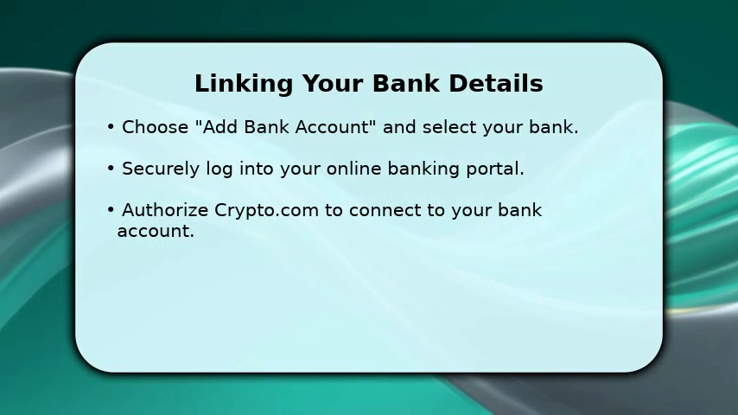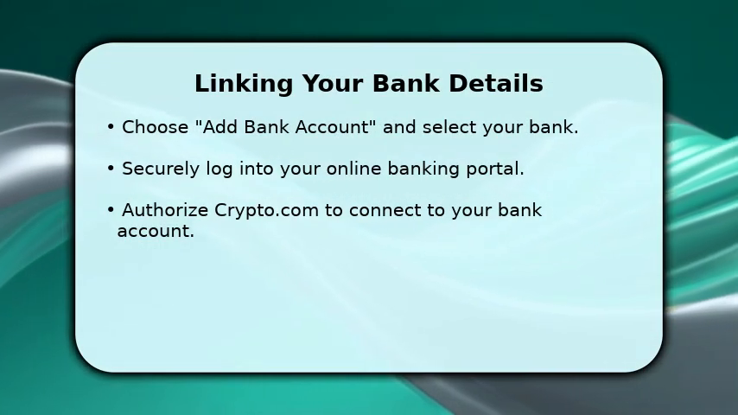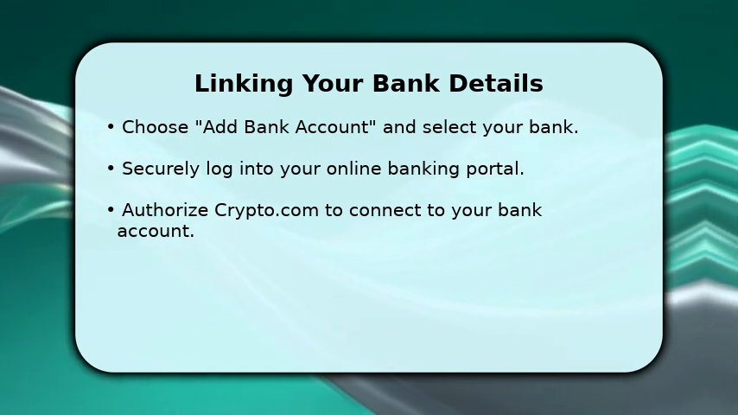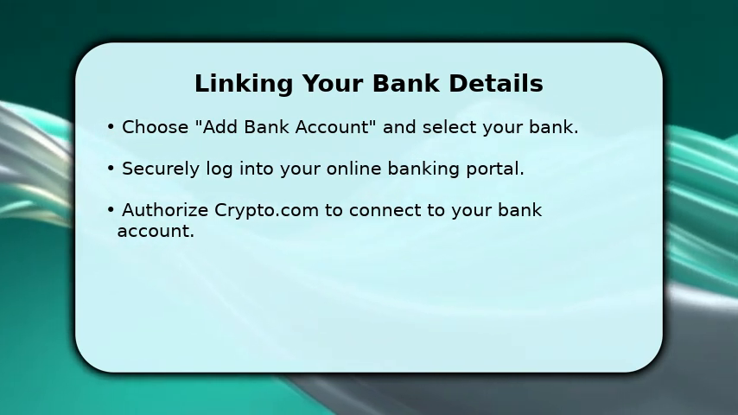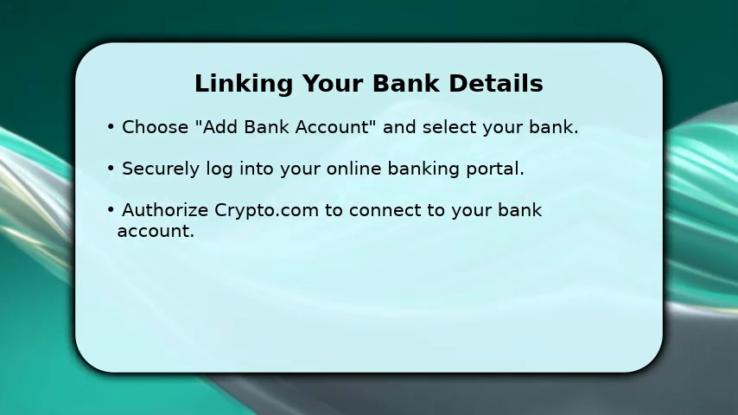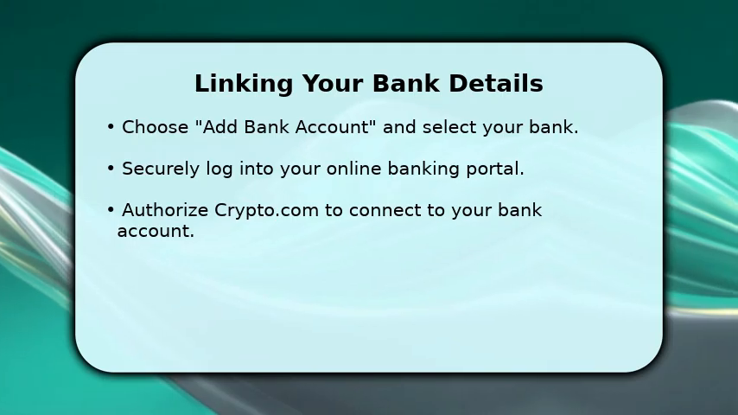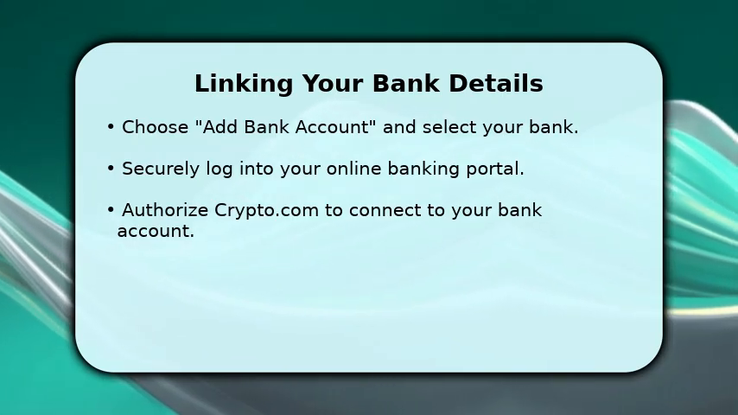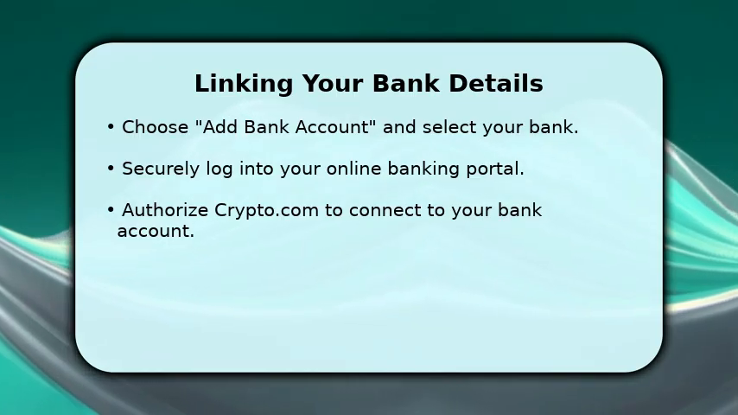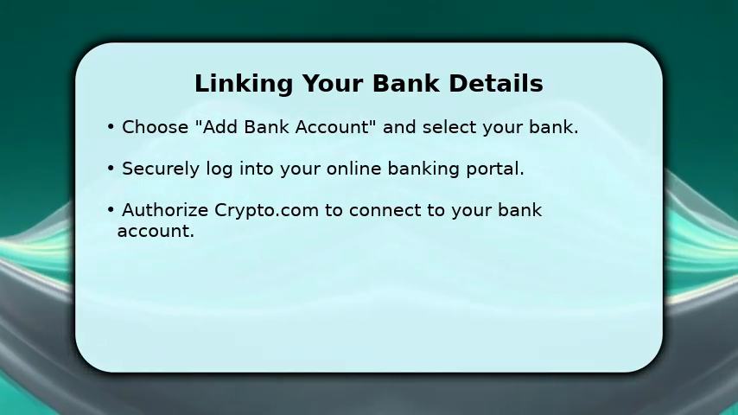withdrawals. Now, you'll need to link your bank account. Select the option to Add Bank Account and search for your financial institution. You will then be securely redirected to your bank's online portal. Log in using your usual credentials. After successful login, you'll be prompted to authorize Crypto.com to connect with your bank account, allowing for future withdrawals. You can link up to 5 bank accounts.